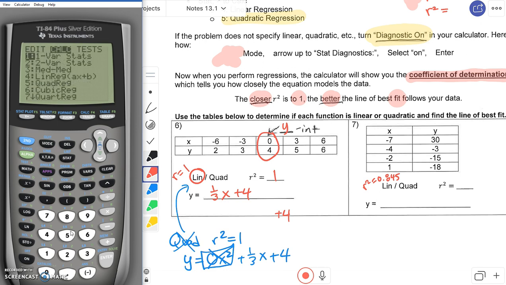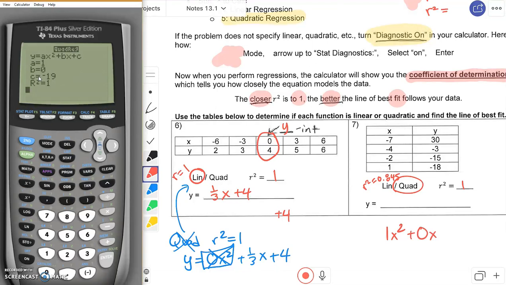Stat, calc, 5. All the way down. There it is. So it's going to be quadratic because there my r squared is equal to 1. So it's not as good a fit for linear. So then I want to write my equation on this. Ooh, this one's got another 0 in it. So I'm going to sketch it down here. So we have a, which is 1 x squared, plus b, which is 0 x, plus c, which is -19. So I'm going to zero out what they've got there, and this just becomes x squared minus 19.